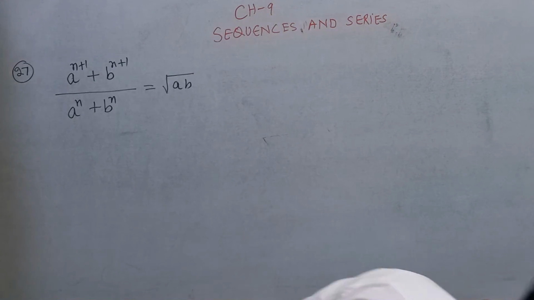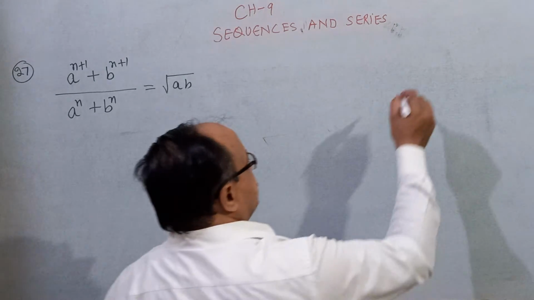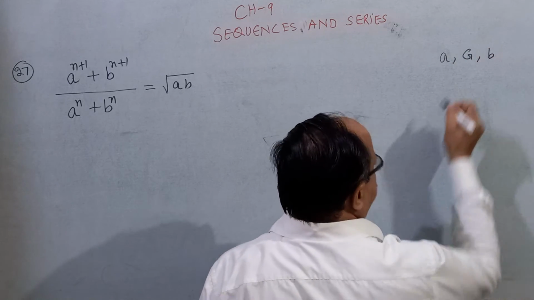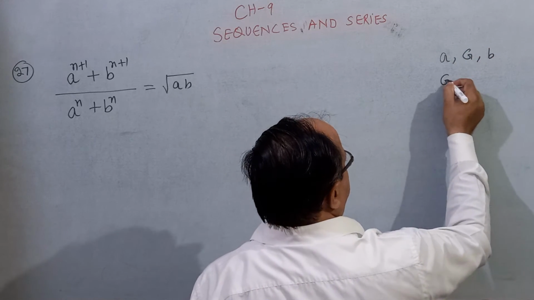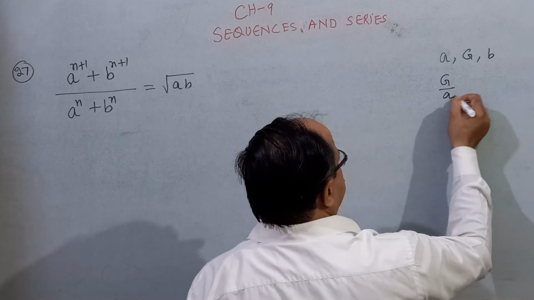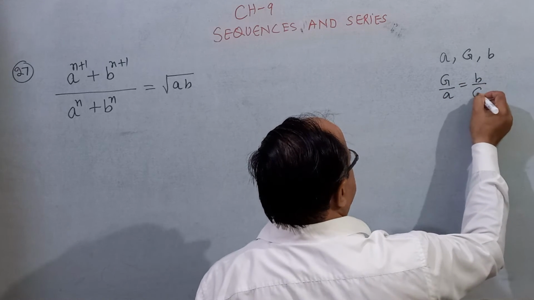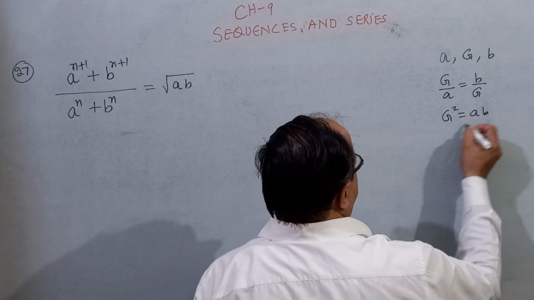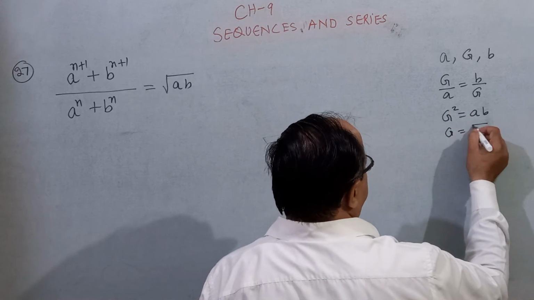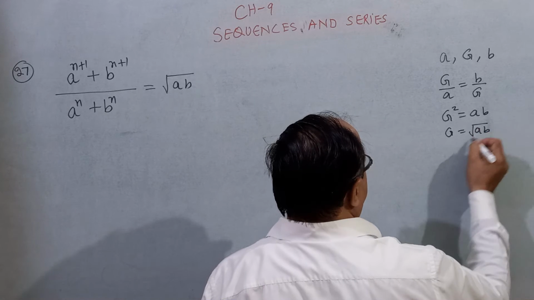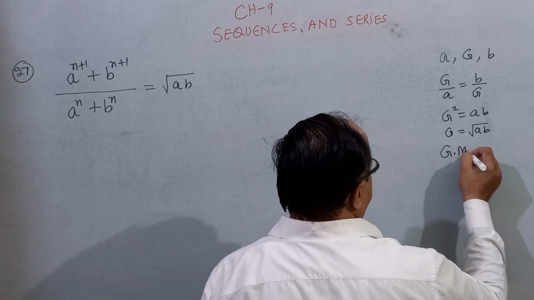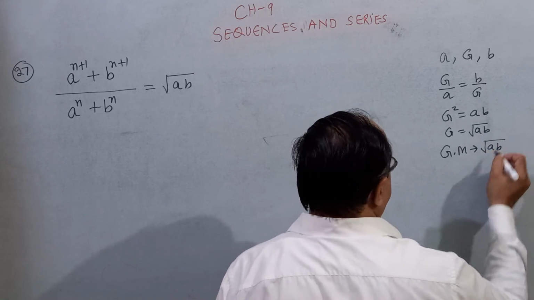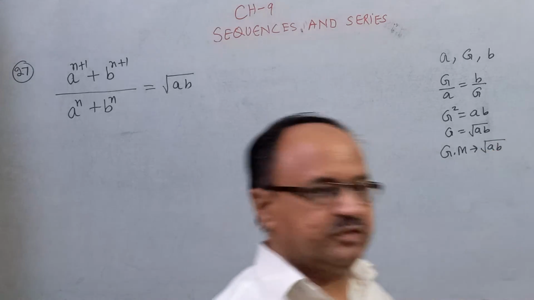You know that a, g and b: g is the geometric mean between a and b. Therefore g by a is equal to b by g. When you cross multiply, g square is equal to ab. Therefore g is equal to root ab. This is called geometric mean.